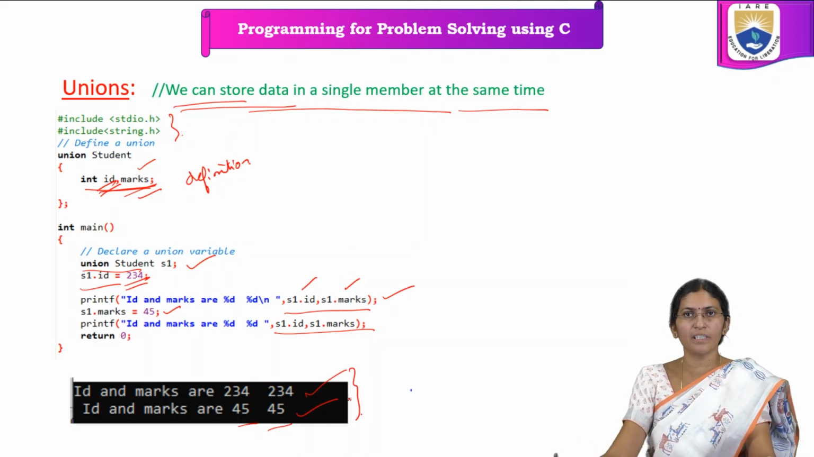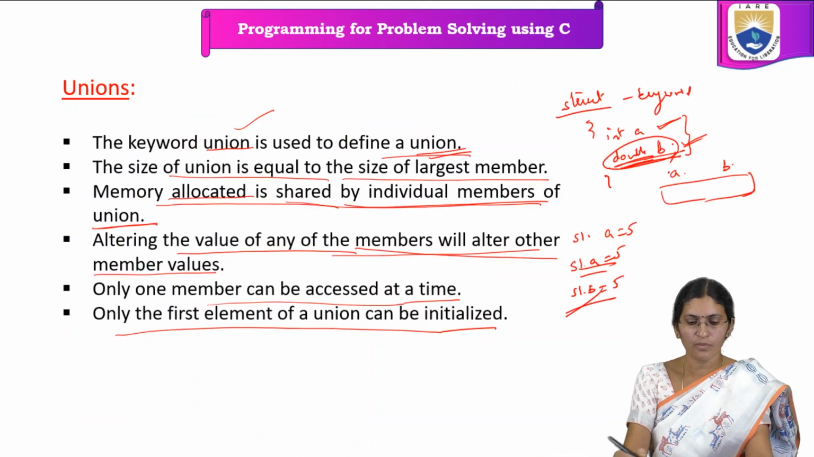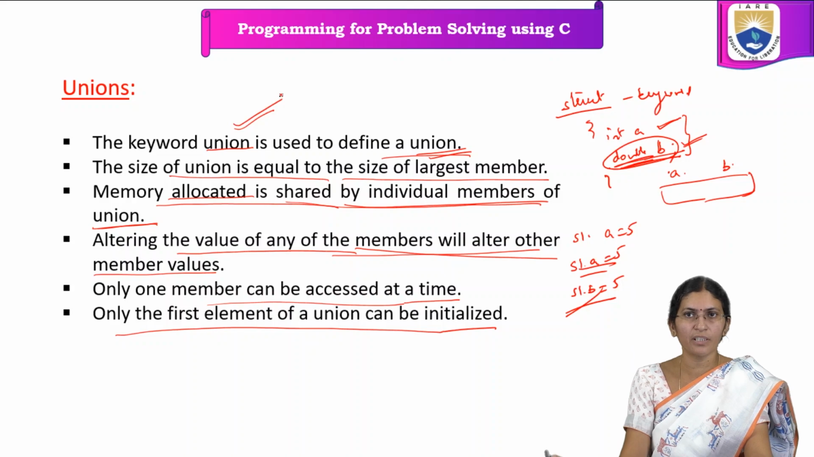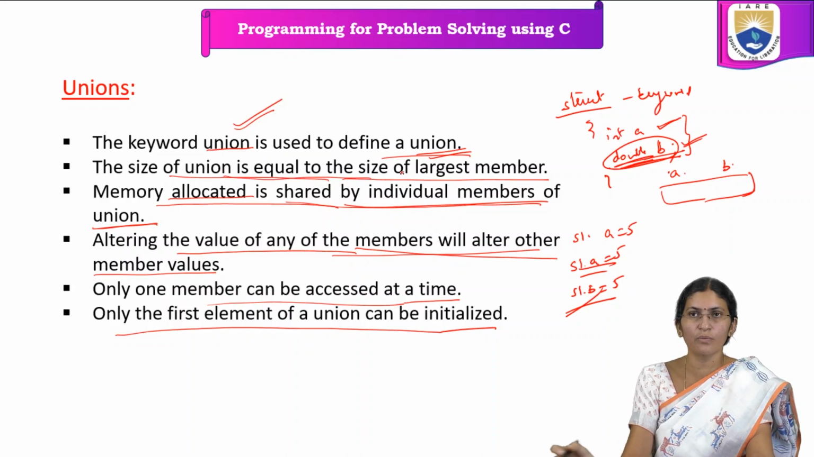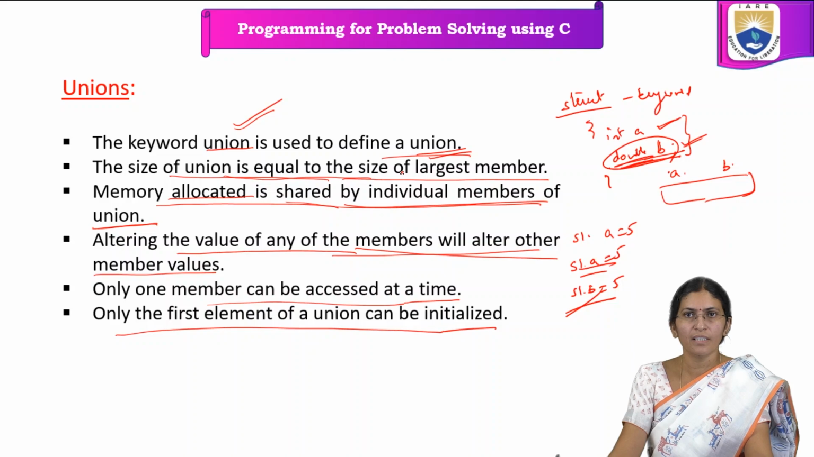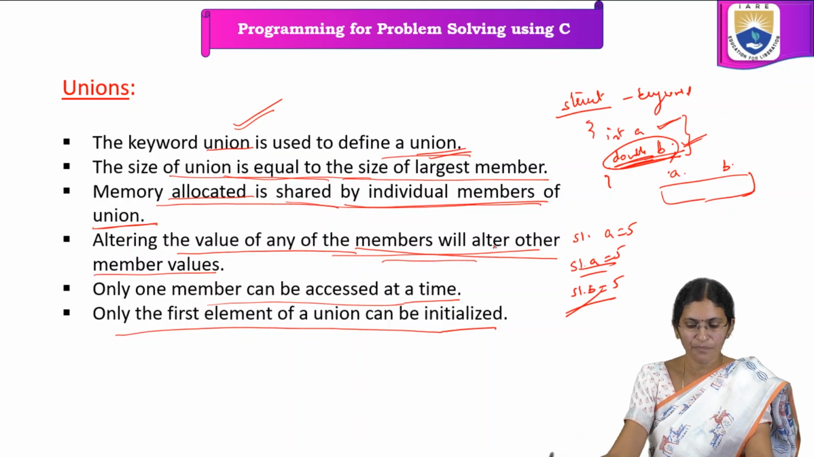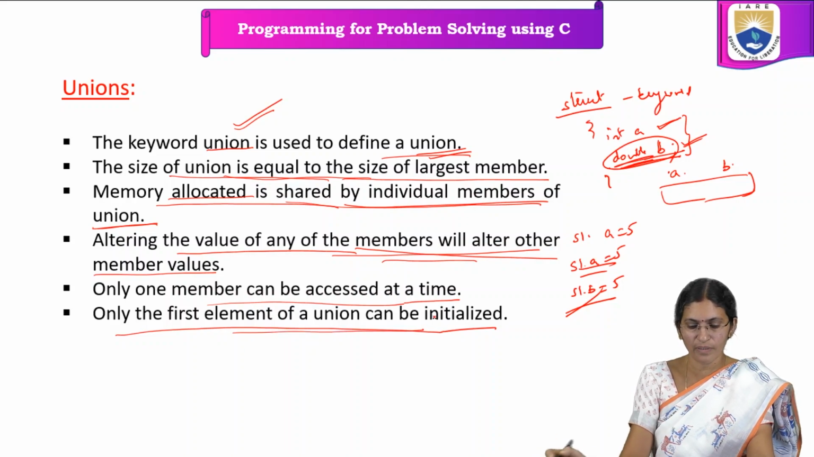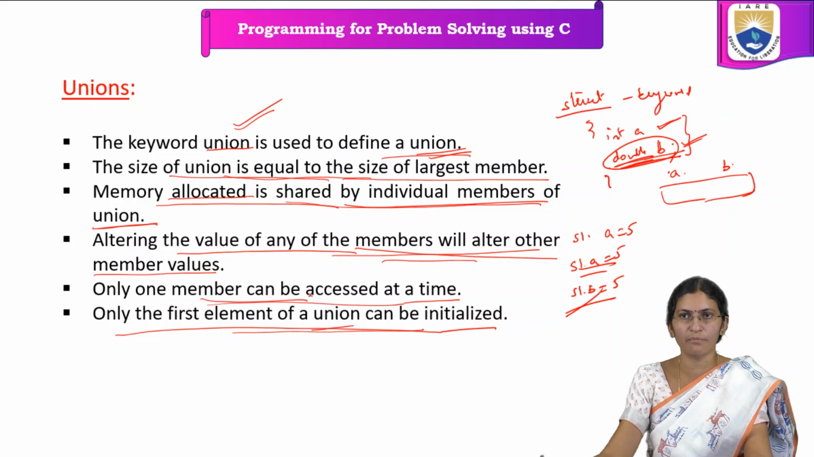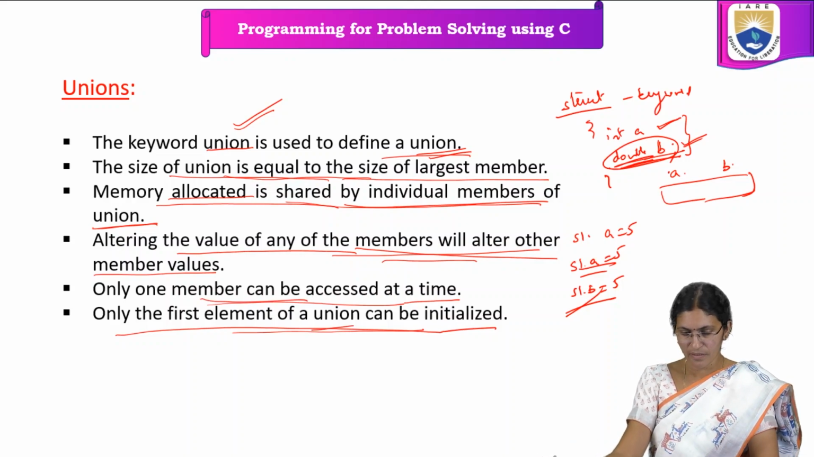These are the different important points regarding unions. The keyword union is used to define a union, and the size of union is equal to the size of the largest member. The memory which is allocated is shared by individual members of the union. Altering the value of any member will alter other member values also. We can initialize only one element of the union, and only one member can be accessed at a time. These are some important points regarding union.